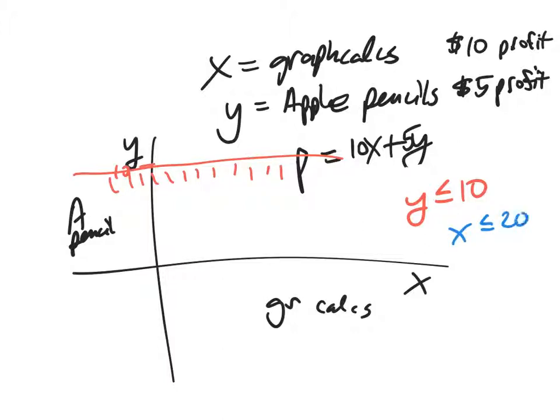x less than or equal to 20. Draw a line, shade it just a little bit. In my opinion, you don't go shading forever all the way across the graph. It just makes it messy and hard to find the important spots.